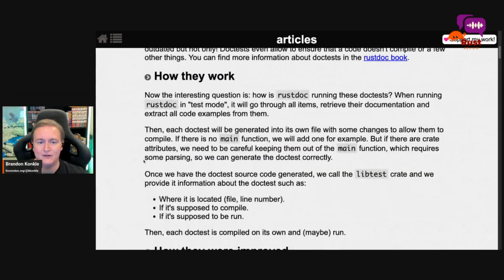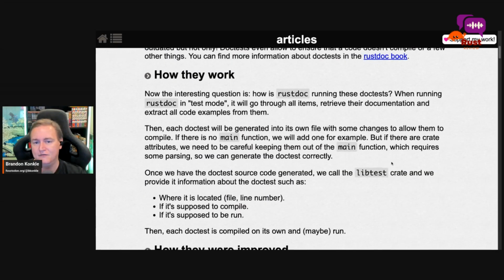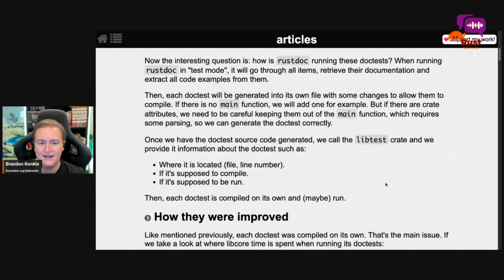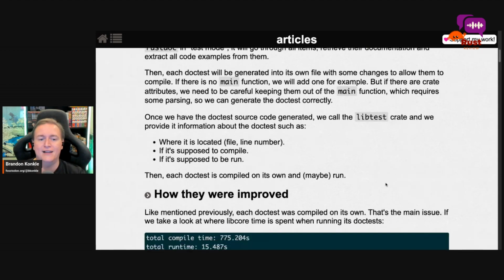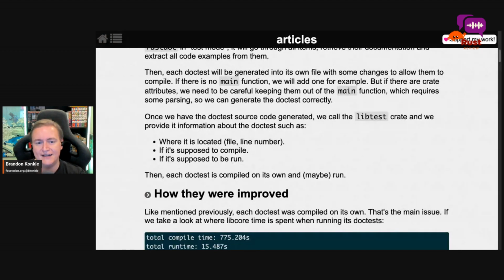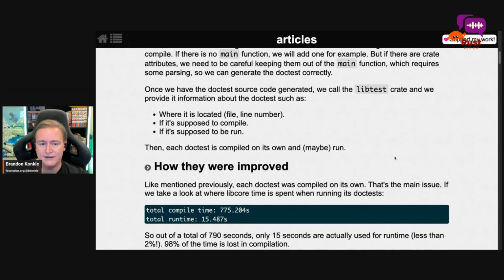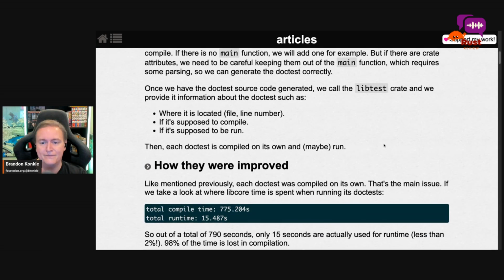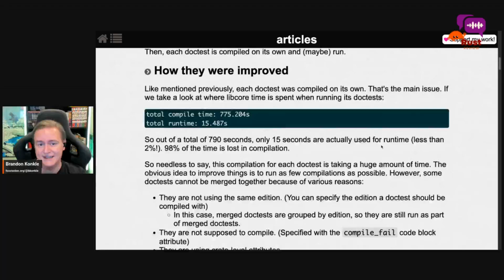He says, first, he looked into how these doc tests are running. How does it collect them all? How does it gather them together? What does it do to execute them? It actually generates source code for each one of them behind the scenes. It generates tests automatically to create these tests behind the scenes and run them. And so what he found was that each doc test was compiled on its own. And that's mainly the problem.